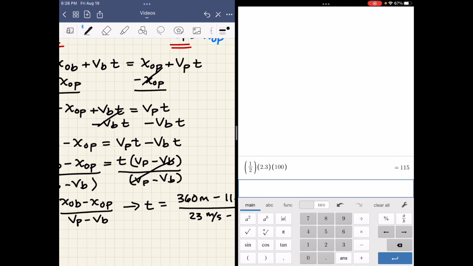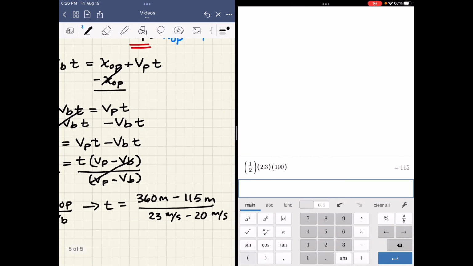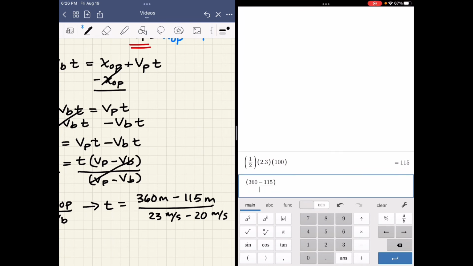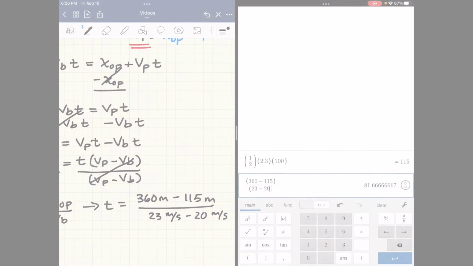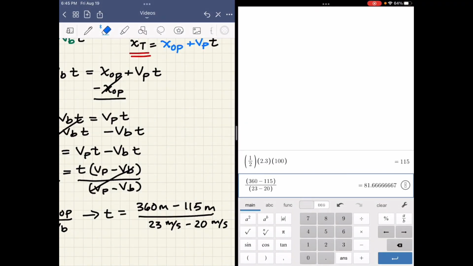Right, don't forget parentheses are your best friends. So 360 minus 115, divided by 23 minus 20. So you have 81.67. It is important that we understand what this 81.67 seconds means, okay?